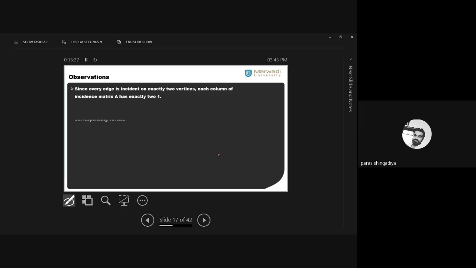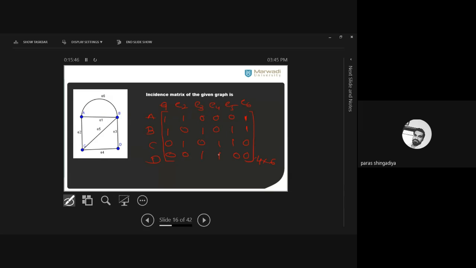Next one is there. The number of 1s in each row indicates the degree of the corresponding vertex. The number of 1s in every row indicates the degree of that particular vertex. What is the degree of the first vertex? That is 3. So how many ones appear in the first row? 3 times. What is the degree of the second vertex? That is 4. So how many ones appear in the second row? 4 times. What is the degree of C? That is 3. How many ones appear in the third row? 3 times. Clear? So the number of 1s in each row indicates the degree of the particular vertex.